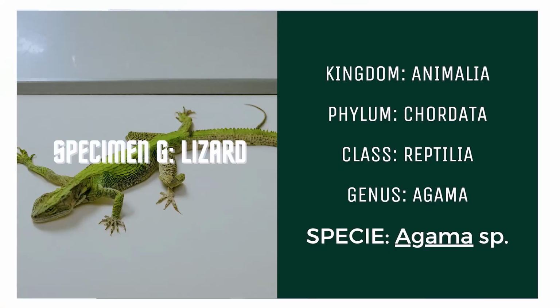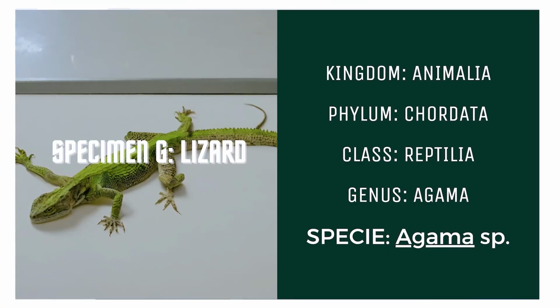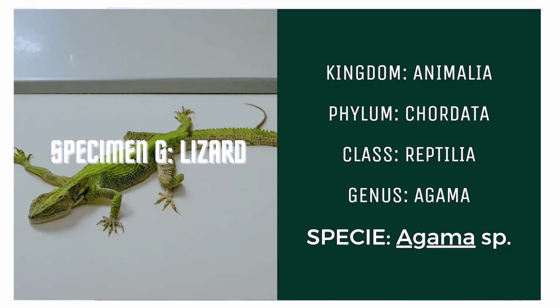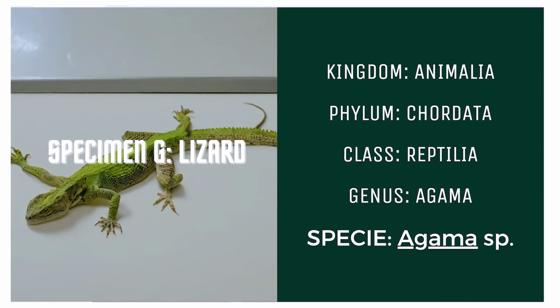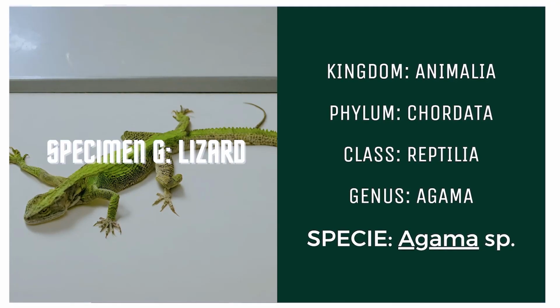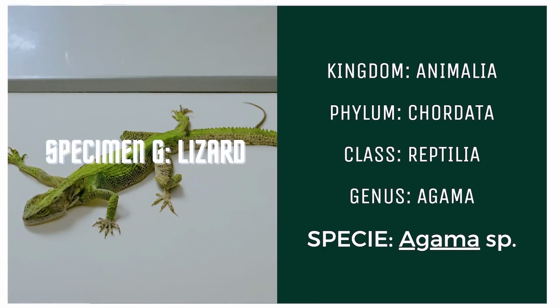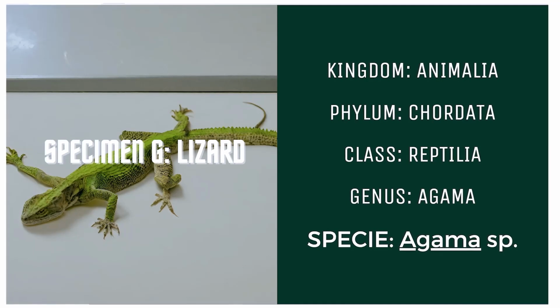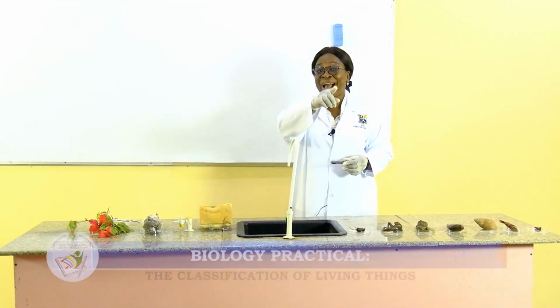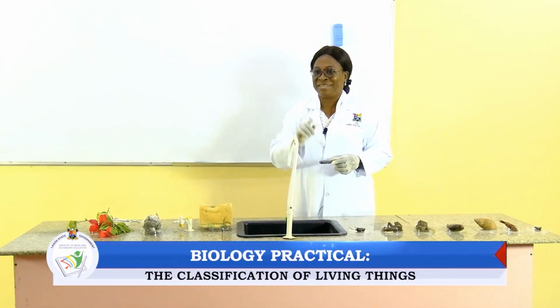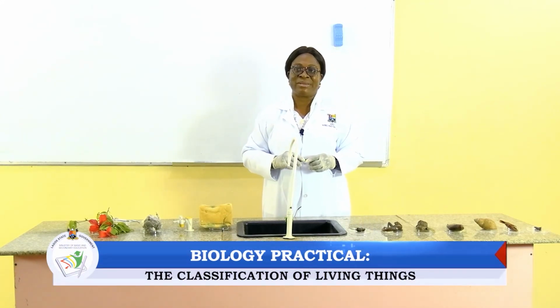Let's move on to the next one. Specimen G, lizard. Kingdom Animalia. Phylum Chordata. Class Reptilia. Genus Agama. And species Agama species. Yes, you remember it. Yes, Agama, Agama. You are getting it.